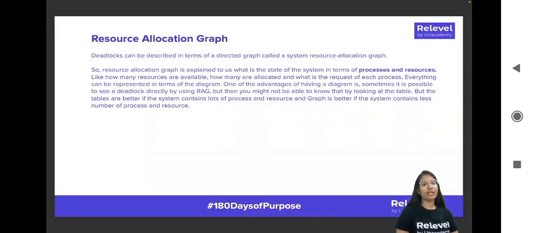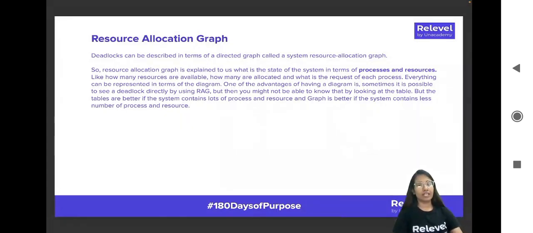So whenever we talk about deadlocks, deadlock can be described in terms of a directed graph. If you have to show a pictorial representation, it can also be shown in terms of a directed graph, also known as a system resource allocation graph. Okay, so a resource allocation graph can explain to us the state of a system in terms of processes and resources. What all does the resource allocation graph tell us? It tells us how many resources are available, how many are allocated, and what is the request of each process. Okay, everything can actually be represented in terms of a diagram.